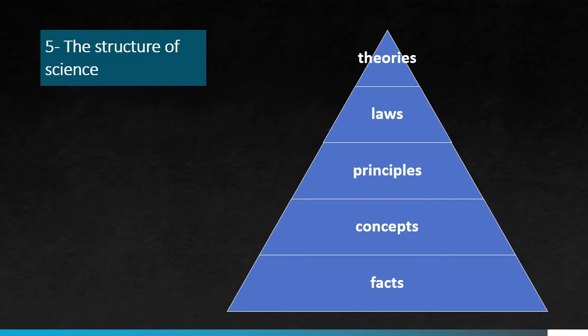Number five, the structure of science. Besides presenting science as a way of thinking, science curriculum should present the organized construction of scientific knowledge that includes facts, concepts, principles, laws, theories that help the scientist to explain the natural world.